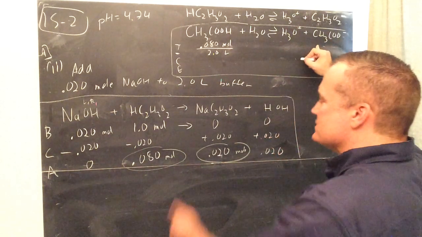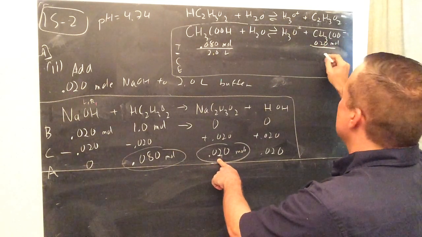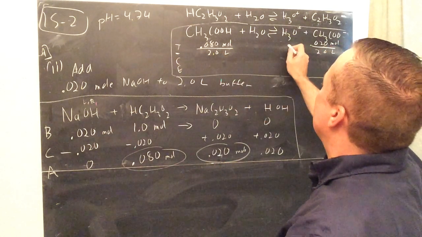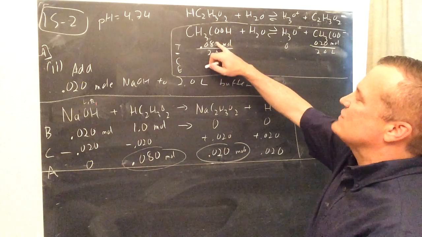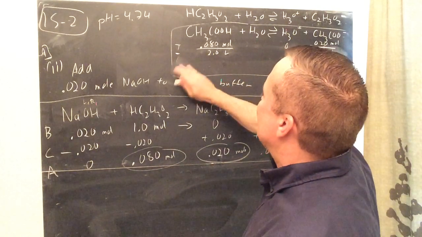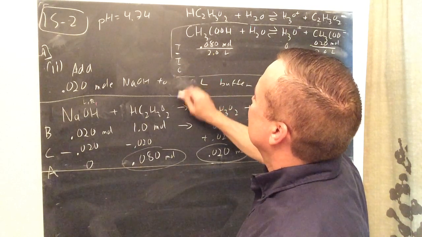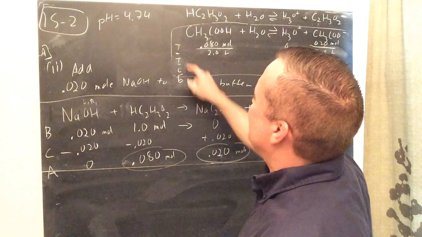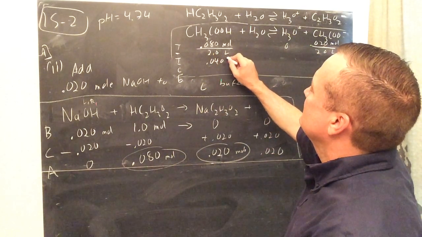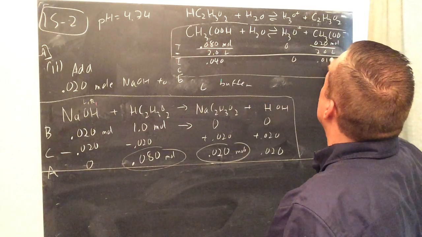Okay? And I also have 0.020 moles divided by 2 liters of that. So what I can do now is an ICE box. I got to divide that, so that could be 0.040, and that could be molarity. Sometimes I do that, in fact, and then in my ICE box I'll just go, okay, I'll take that. Now it becomes 0.040 molar, and that becomes 0.010 molar.